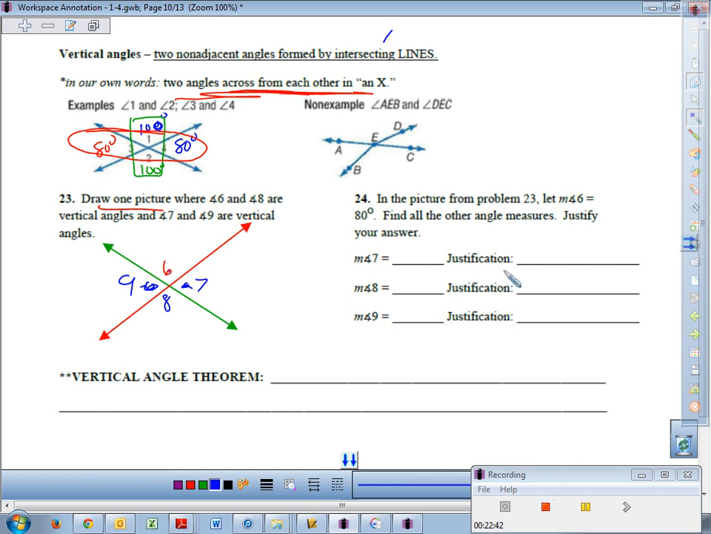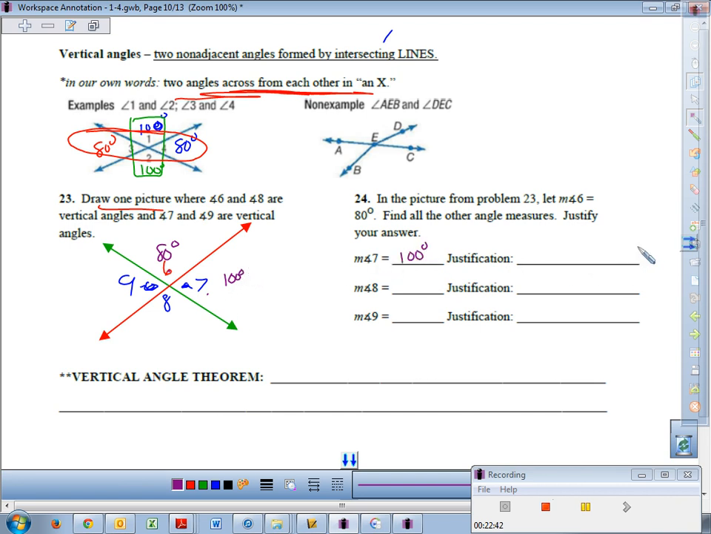And we've pretty much already done this next problem out loud. It says, in the picture from problem 23, this picture, let the measure of angle 6 equal 80 degrees. Do that. Put 80 degrees in the picture. They give you information, you put it in the picture. Sound cool? Measure of angle 7 equals how much? Is it 80 degrees or is it 100 degrees? 100 degrees. Put it in the answer blank also. It goes in the picture, it goes in the answer blank.